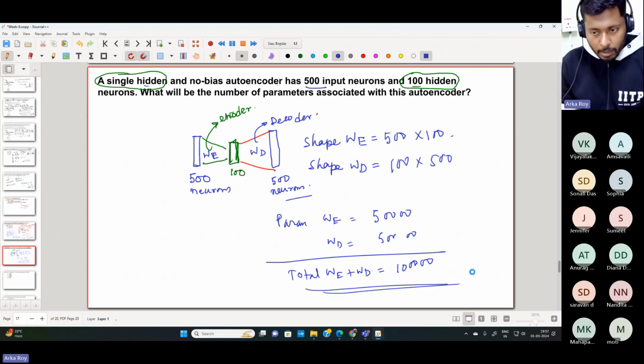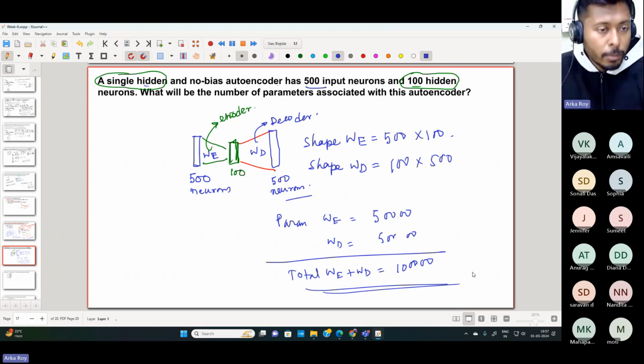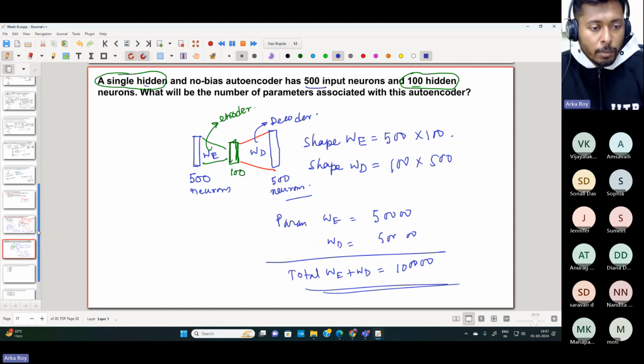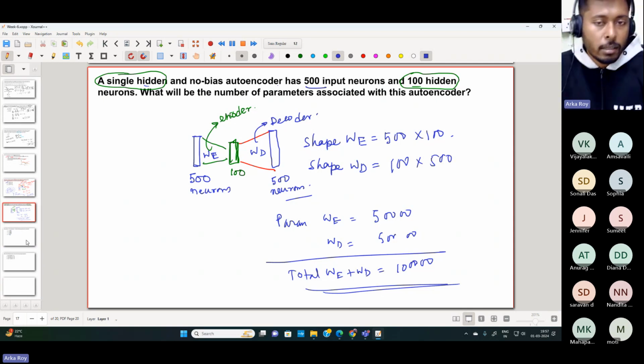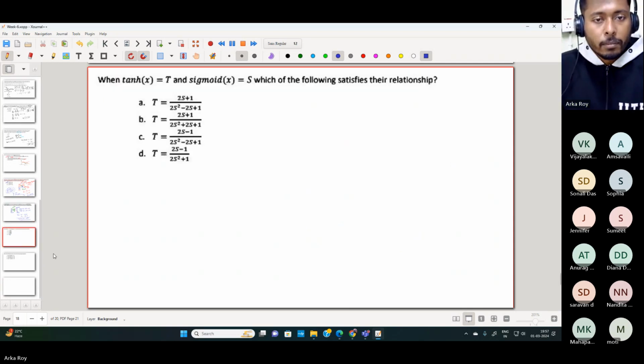So this is the same as what you did in the last quiz as well. In the last quiz, they asked about some MLP NN architecture. Now the same thing you can see that we are doing in case of autoencoder architecture. Just think of the problem in terms of matrix multiplication and then you can get the correct answer. That's it.